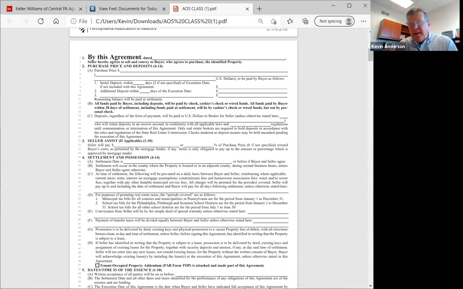It used to have a little add and subtract on there, the old contracts, and you'd have to actually put the dollar amount that was due at settlement. This is much better. It just says that all funds by buyer.